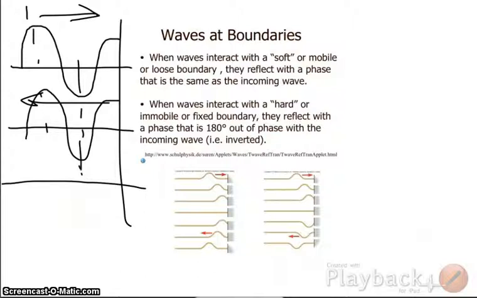Now, if it hits a hard boundary, a mobile boundary, a fixed boundary, all words for the same thing, it reflects back the opposite. So it comes back such that where this is the trough, it is now the crest. So it reflects back 180 degrees, the exact opposite.